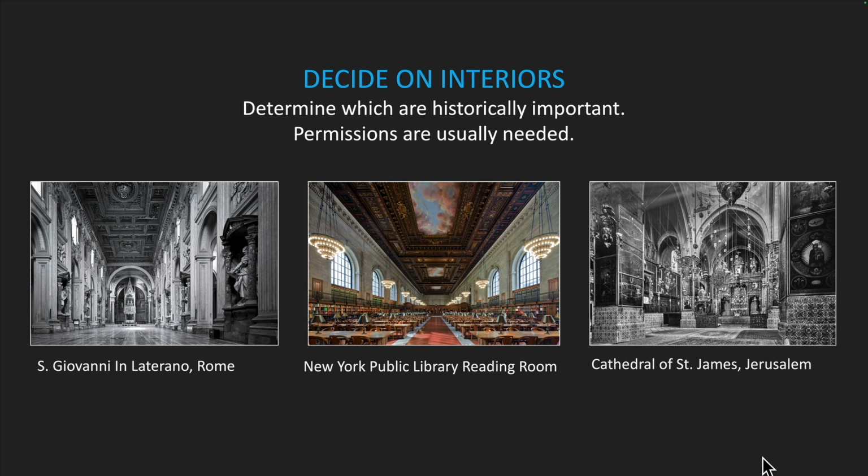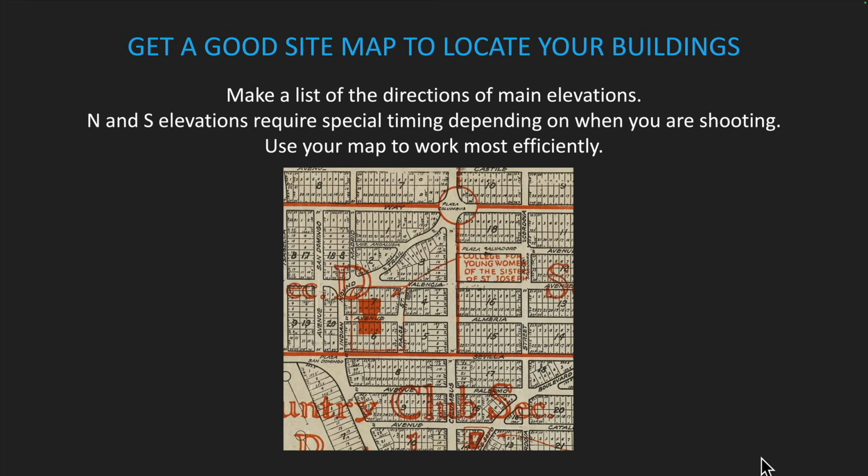Next, decide on interiors, and usually if they're commercial interiors or anything like libraries, you're going to need permission to get in there to photograph. So you need that written statement to show somebody what it is you're doing and why you're doing it, so that they have no compunction about offering you the opportunity to photograph the interiors. Then get a really good site map and locate all your buildings.